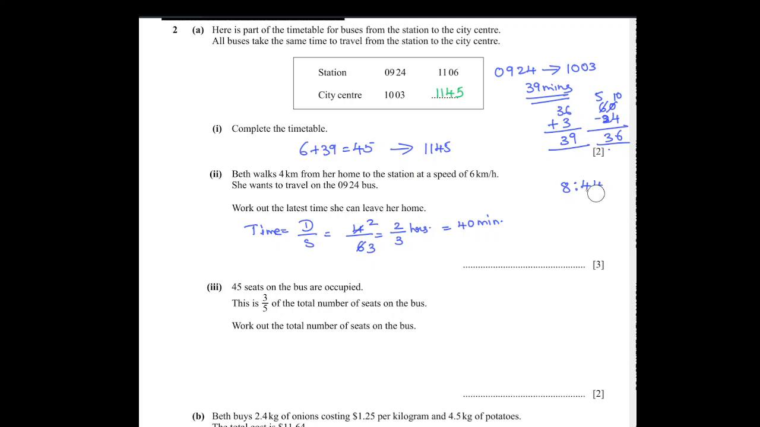Okay, that was in the 24-hour clock, so we have to write it as 0844. 40 minutes backward from 9:24 is 8:44.